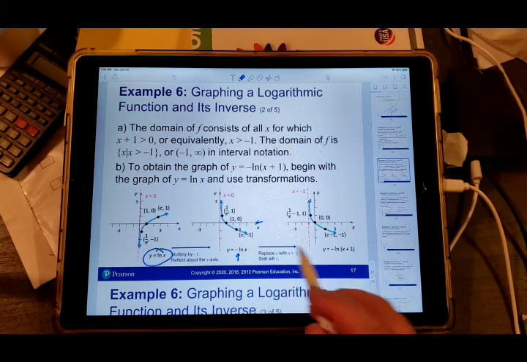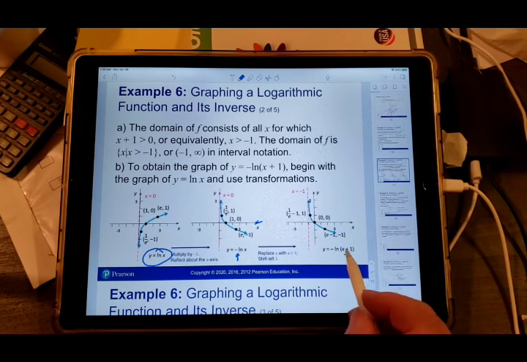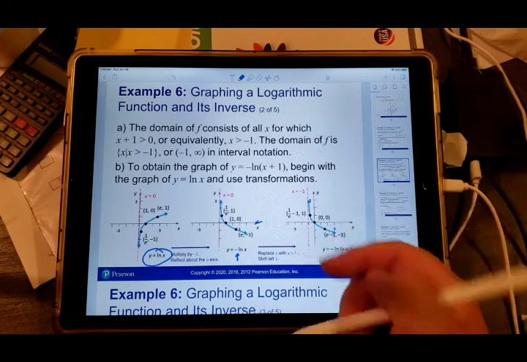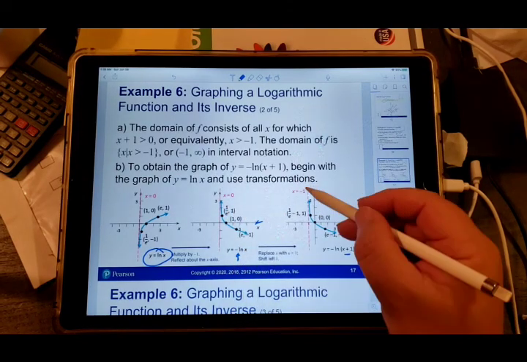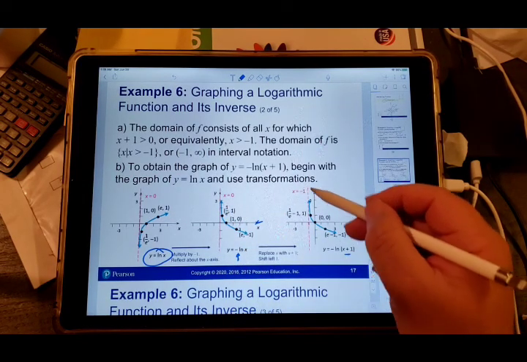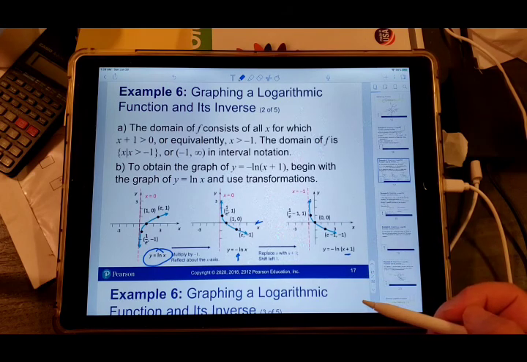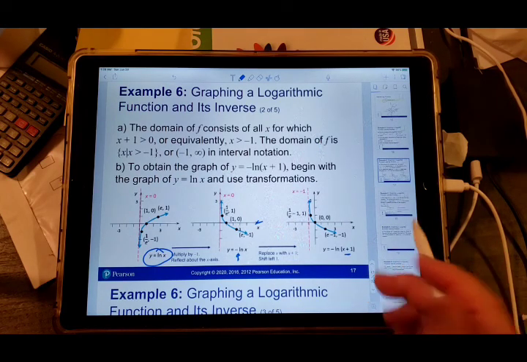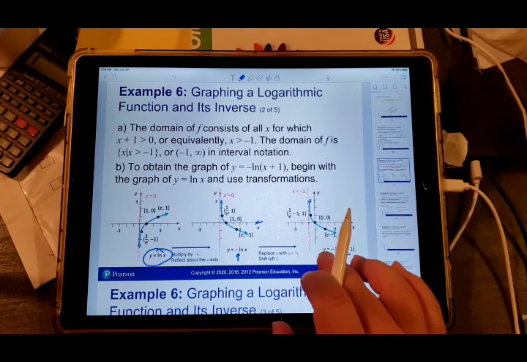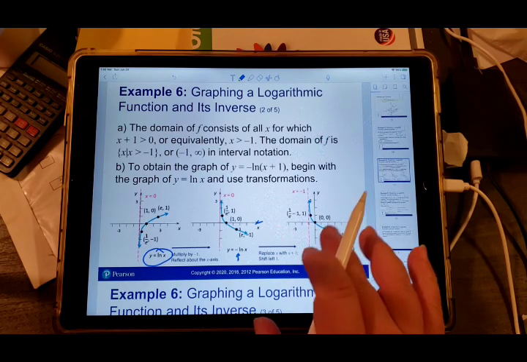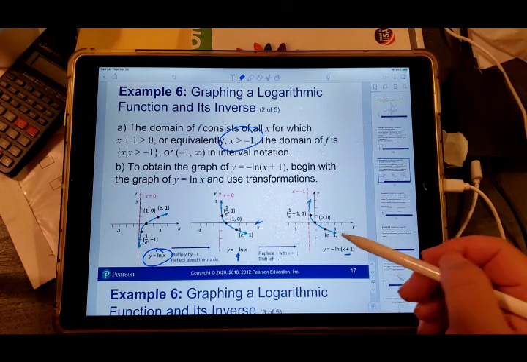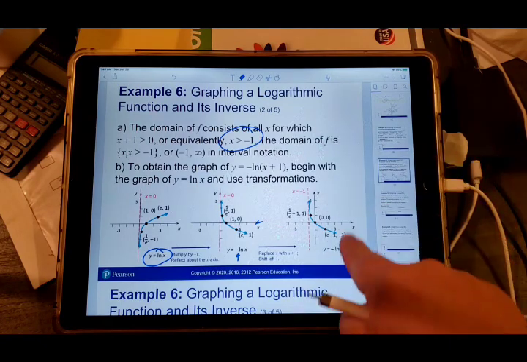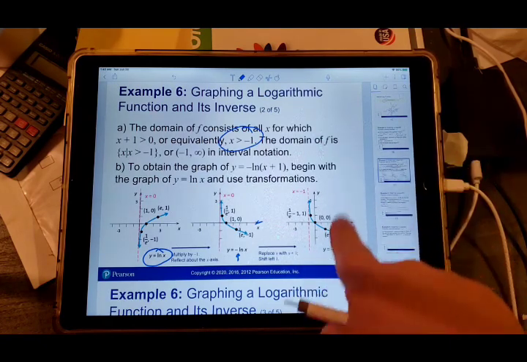And then what happens when I add the 1 to the x? It shifts the graph to the left by 1. Not just the graph, but the asymptote. Every point gets shifted, and even the asymptote gets shifted. So then they ask us what's the domain and range of this. Or maybe they asked us before, but the domain was x is greater than -1, and the range is -infinity to infinity because it uses all the y values.